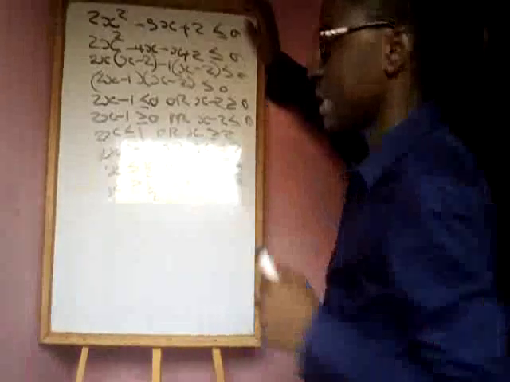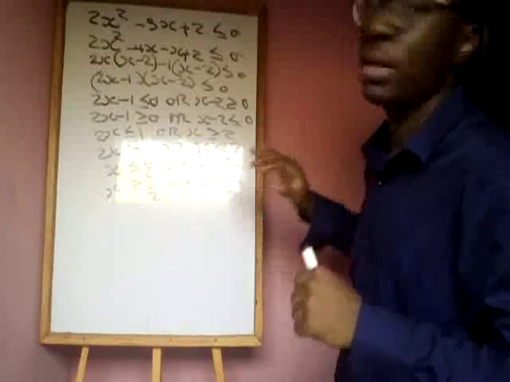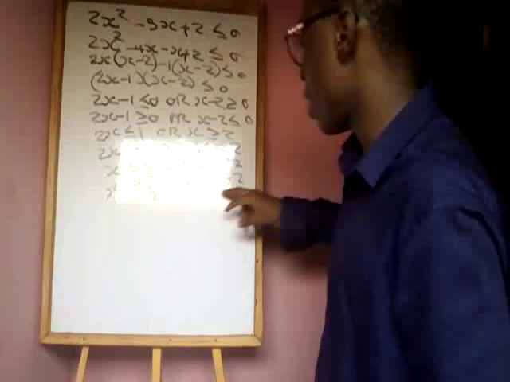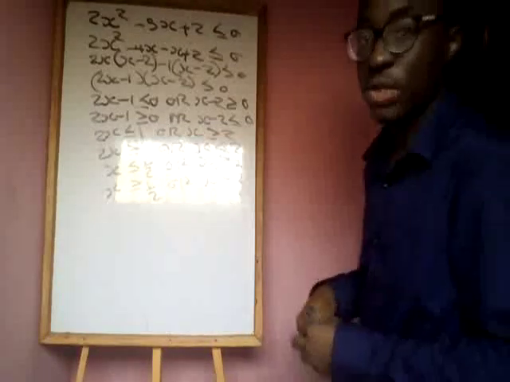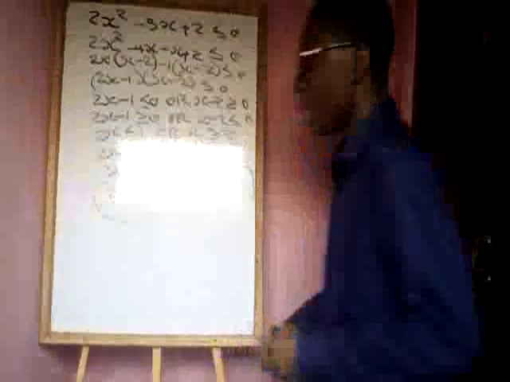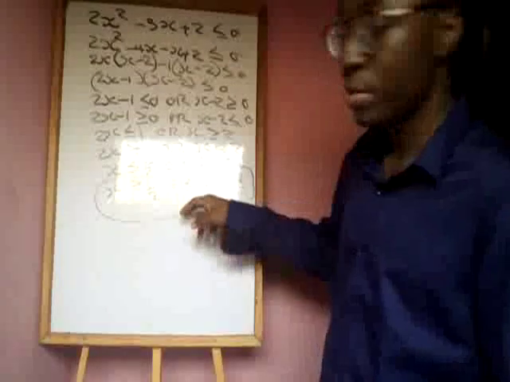If x is less than or equal to 1 over 2, does that mean x is greater than or equal to 2? No, that's not what it means. So we'll pick x is greater than or equal to 1 over 2 and x is less than or equal to 2. This one makes more sense, because how can x be less than or equal to 1 over 2 and at the same time greater than or equal to 2? So we'll pick the second one.